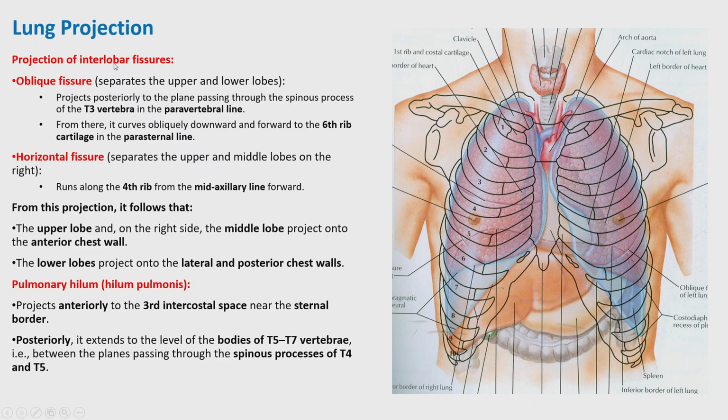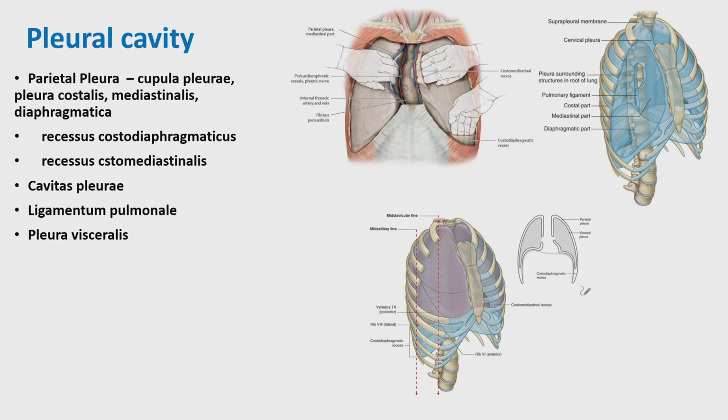Here is a repetition of the oblique fissure and horizontal fissure. And then there is the projection of the hilum or hilus of the lung, which anteriorly projects at the level of the third intercostal space near the sternal border, and posteriorly projects at the bodies of T5 to T7.